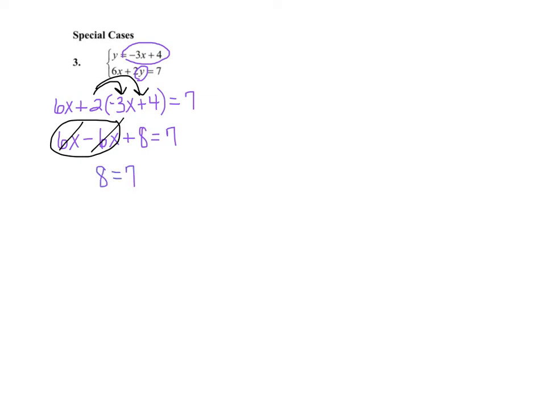And does 8 ever equal 7? No, they're not equal to each other. 8 and 7 are not equal to each other. So when it does not equal each other, your answer is going to be no solution. Your answer is no solution. That means there is no x or y coordinate that satisfies both of these equations.